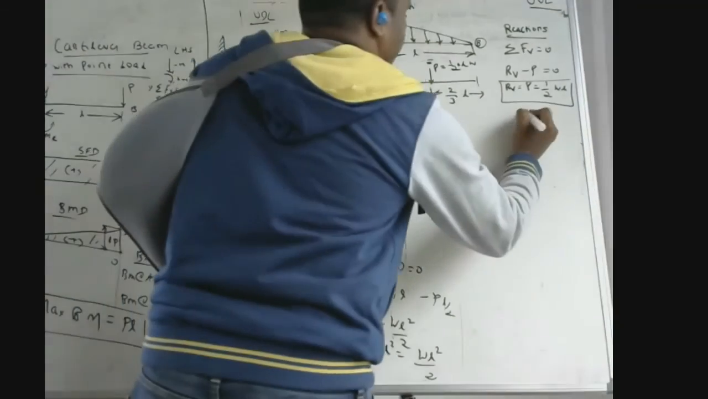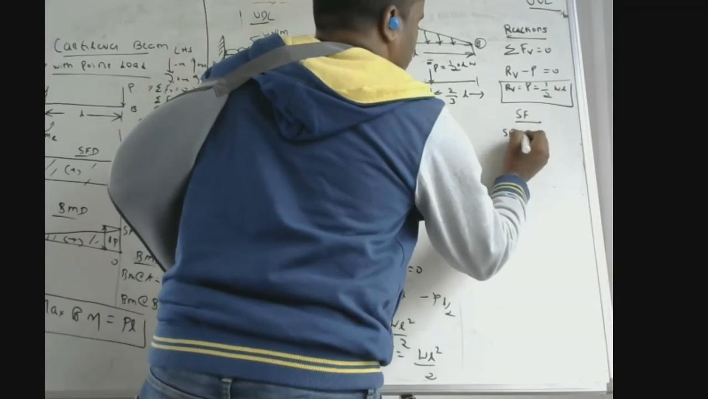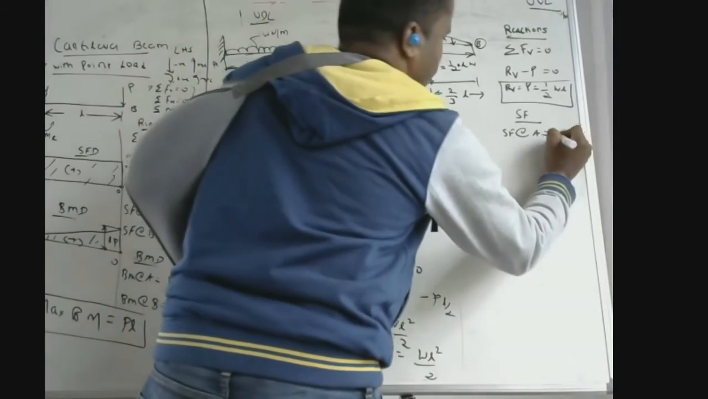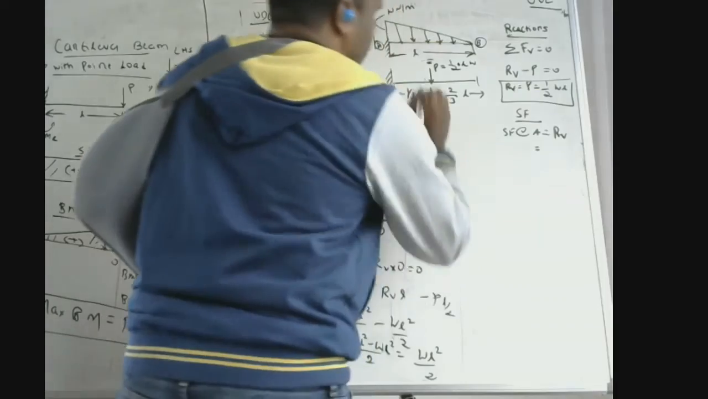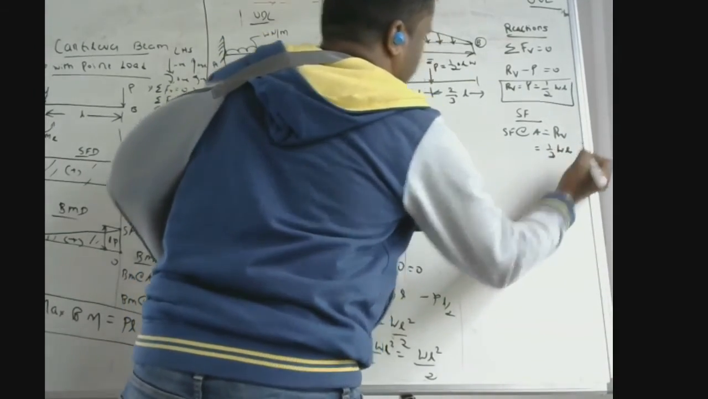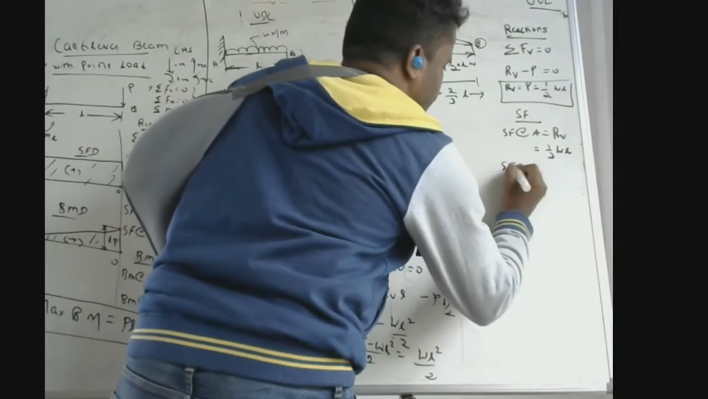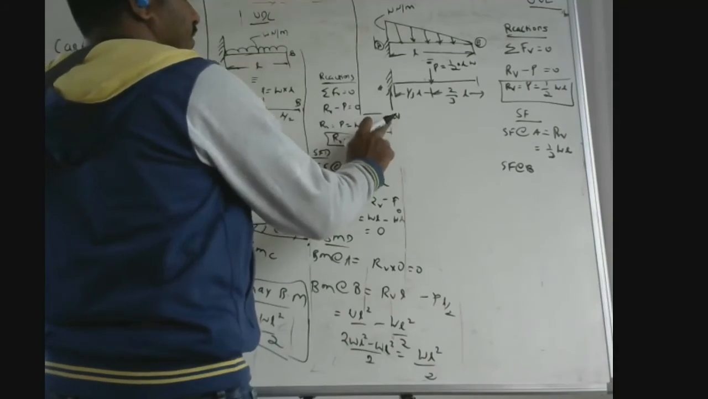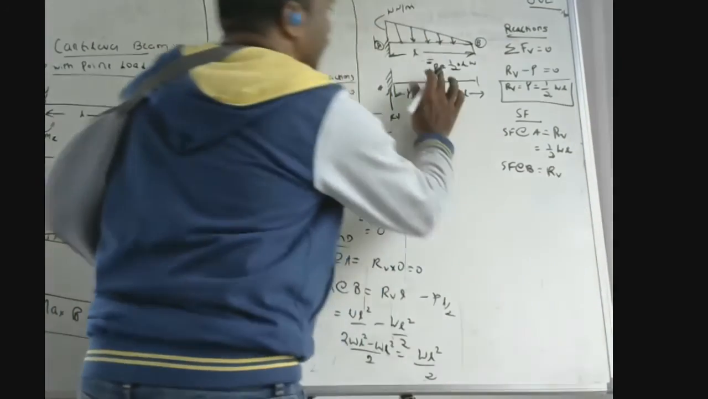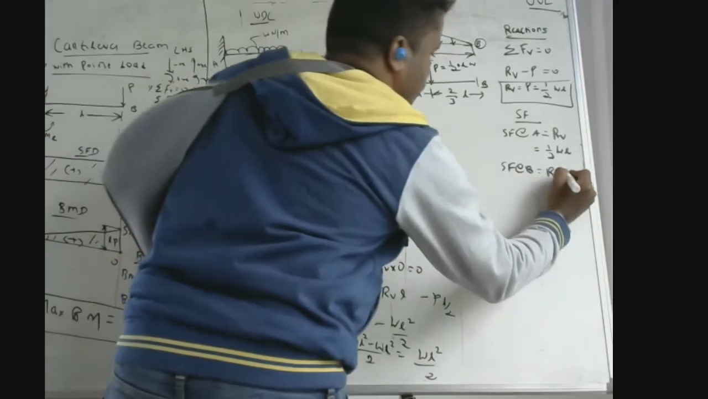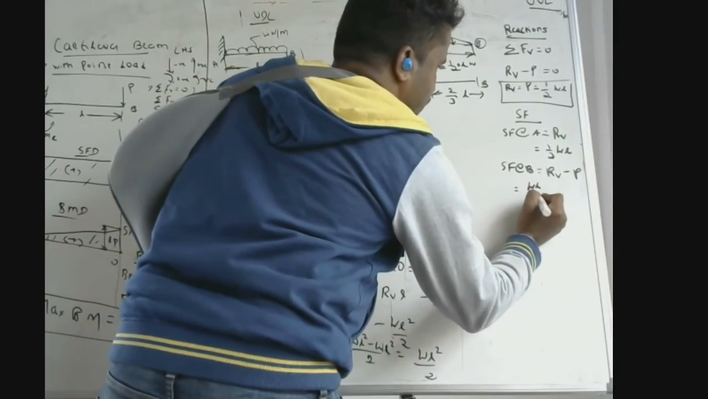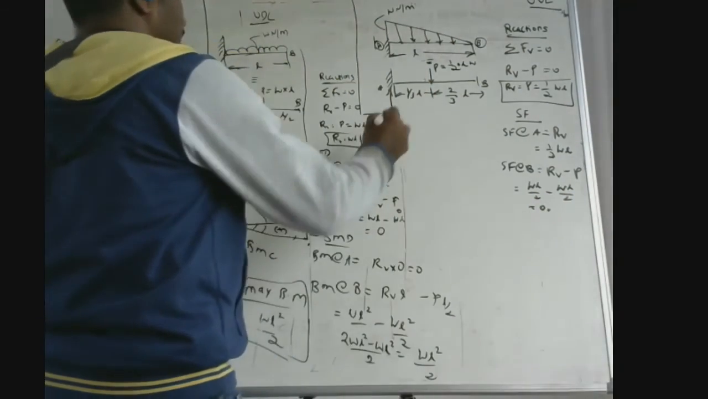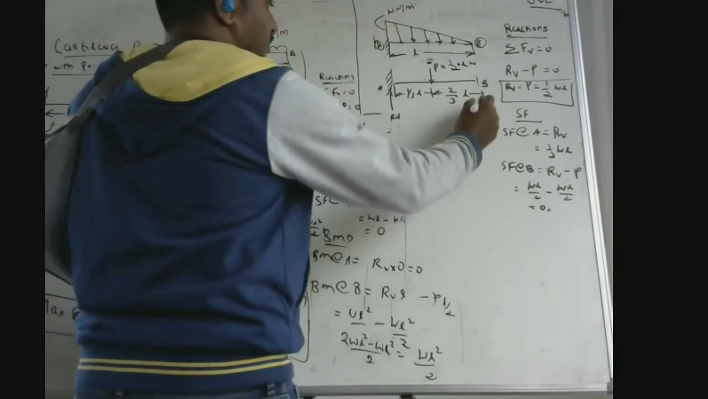Now let me calculate the shear force. There is only one vertical force, plus because it is upward, half into W into L. And the shear force at P, we'll start from here, plus RV, minus the downward force WL by 2. This is also W. Means shear force at P is 0. So we got the shear force at all the points.